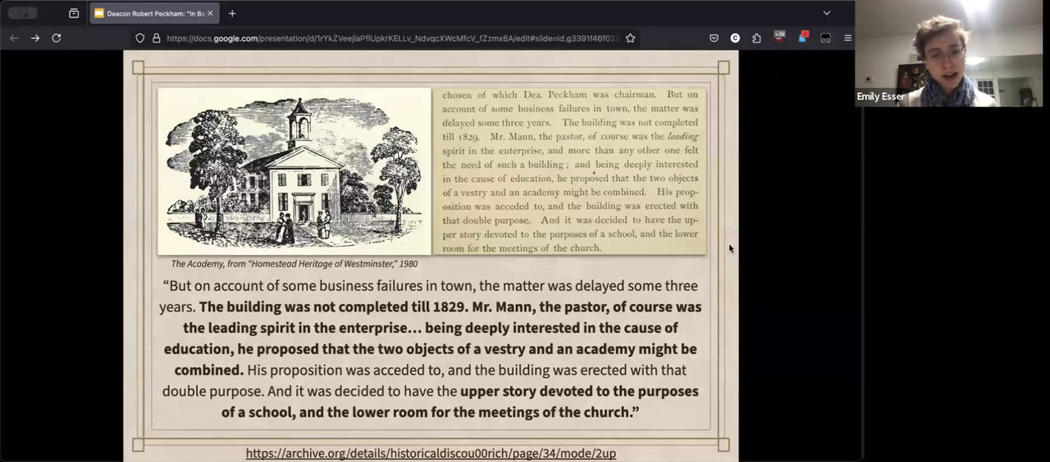Mr. Mann was the leading spirit in the enterprise. He proposed that the two objects of a vestry and academy might be combined. And so they did. The upper story was for the school, the lower room was for the church. This went on pretty well until 1846, when the anti-slavery lecturers began to be a controversial subject. And so the Academy filed for reincorporation with none other than Peckham's name on it, and Benjamin Wyman, who he worked closely with in some matters in Westminster.